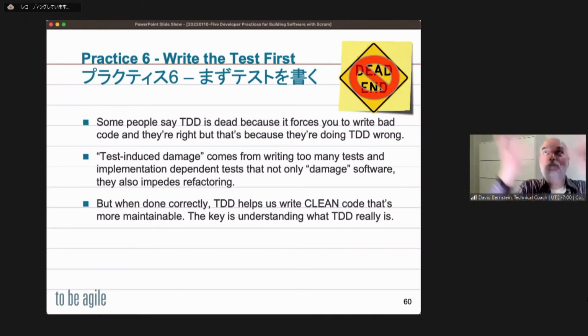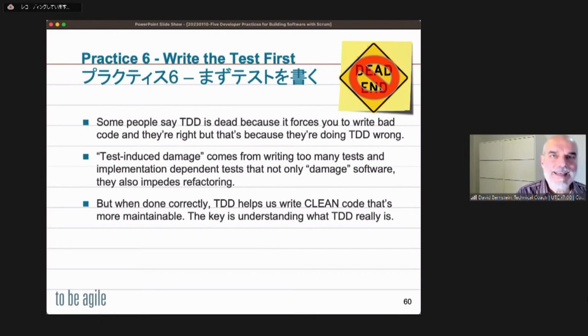Fire destroys homes, destroys lots of things, but that doesn't mean fire is bad, and we should never use fire, right? We just need to understand its parameters, how to work with it. The same thing is true with TDD. It's an advanced practice, and there are many ways to do it wrong. But when we understand how to do it correctly, it is the most powerful practice in software development. It has saved me so many times. It's really, really powerful and useful.